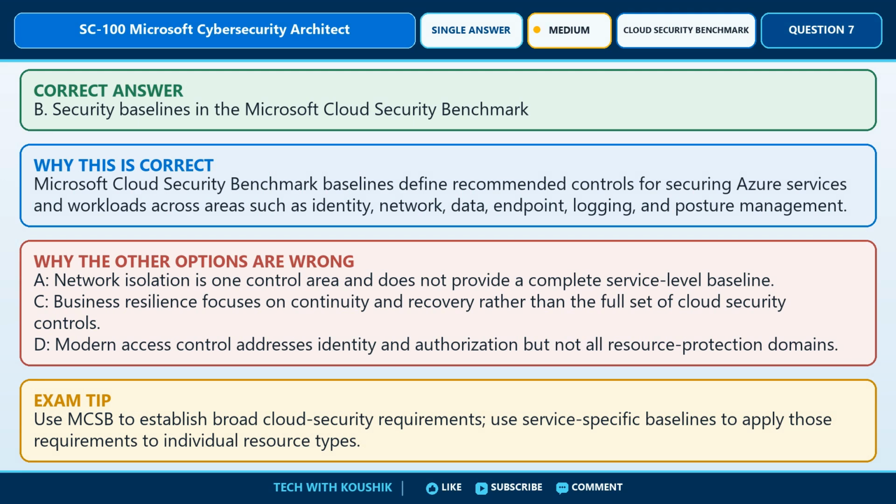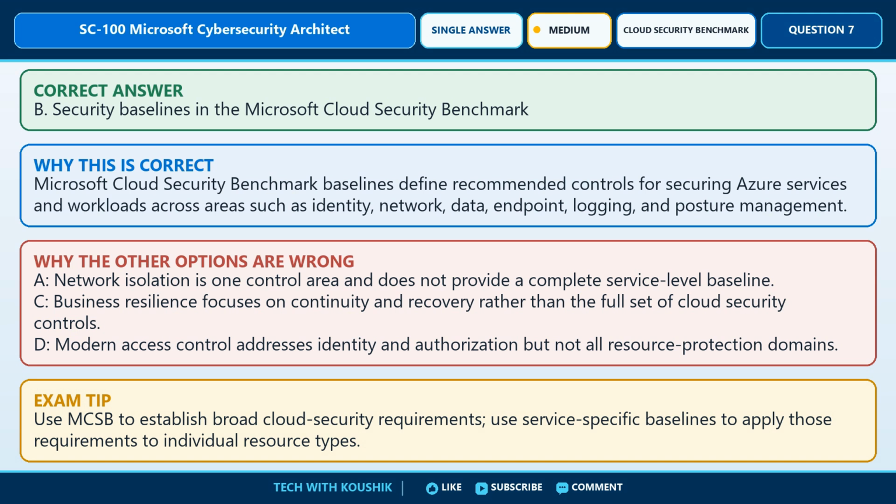Here's why. Microsoft Cloud Security Benchmark baselines define recommended controls for securing Azure services and workloads across areas such as identity, network, data, endpoint, logging, and posture management. Why are the other options not correct? A. Network isolation is one control area and does not provide a complete service-level baseline. C. Business resilience focuses on continuity and recovery rather than the full set of cloud security controls. D. Modern access control addresses identity and authorization, but not all resource protection domains.